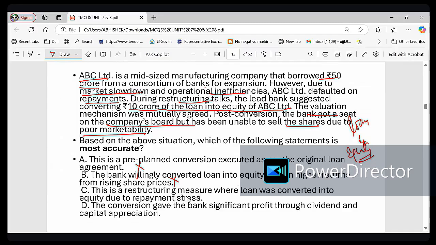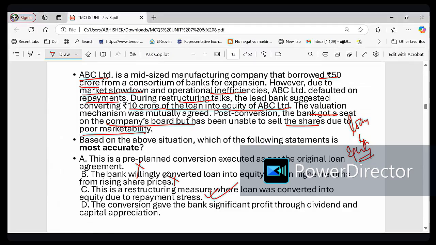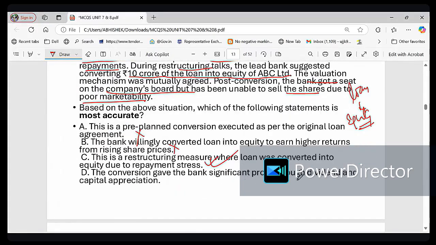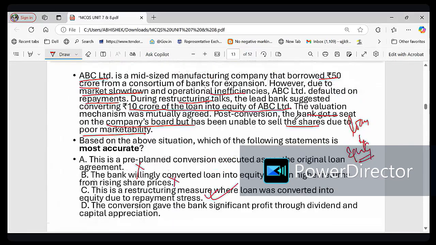Option C suggests that the conversion was a process of restructuring. Yes, this is the correct answer. This conversion of loan into equity was done for restructuring. And option D, the conversion gave the bank significant profit through dividend. That is also incorrect, because the share did not sell well. It is clearly written that the bank was not able to sell the share because of poor marketability. So the bank got zero return. They got only a seat on the board. That is why option C is the correct answer to this question.